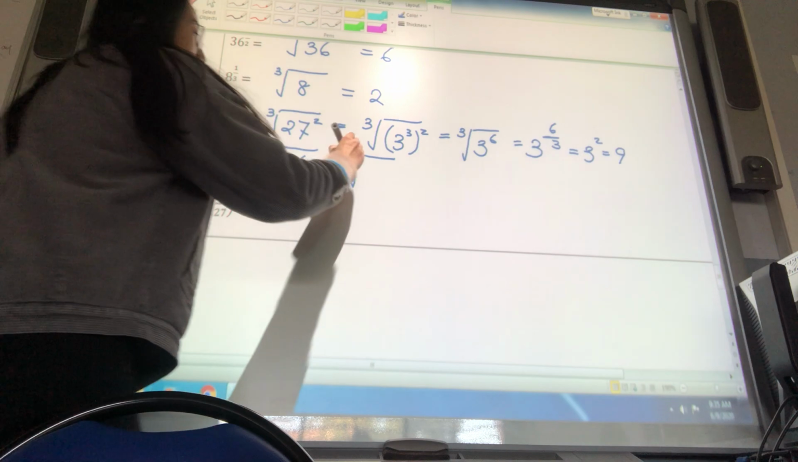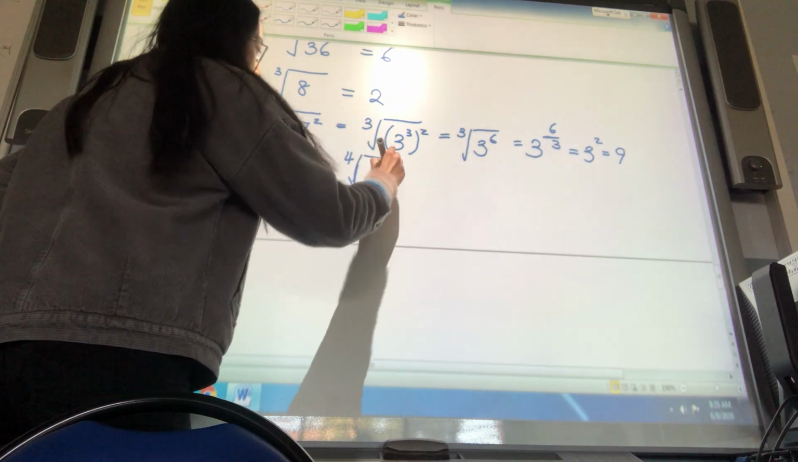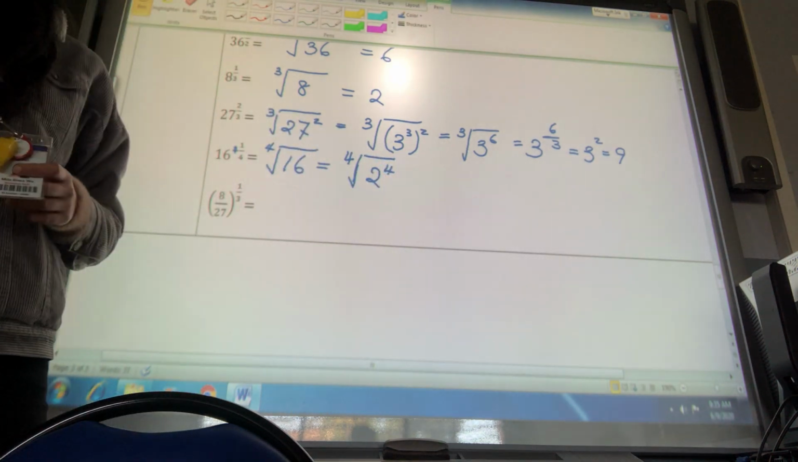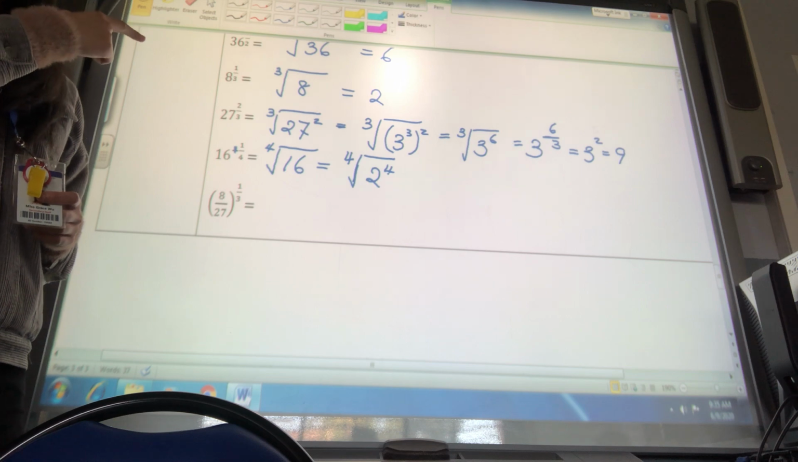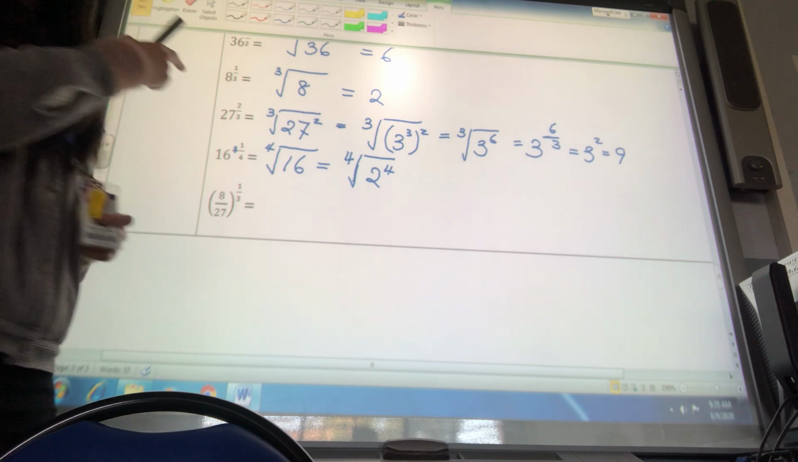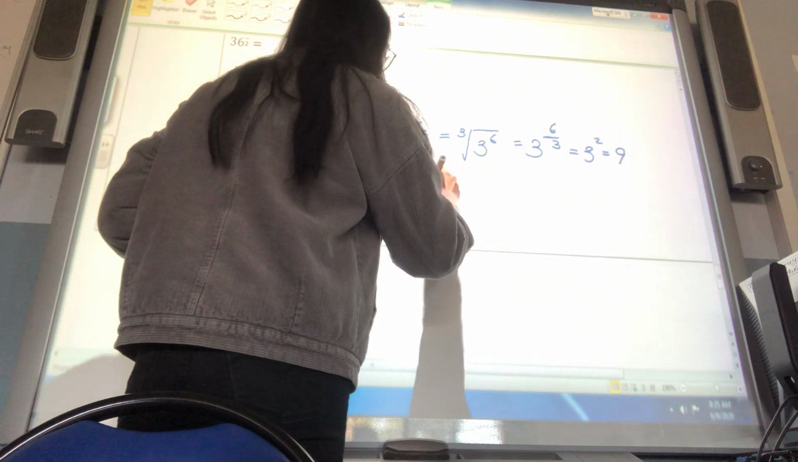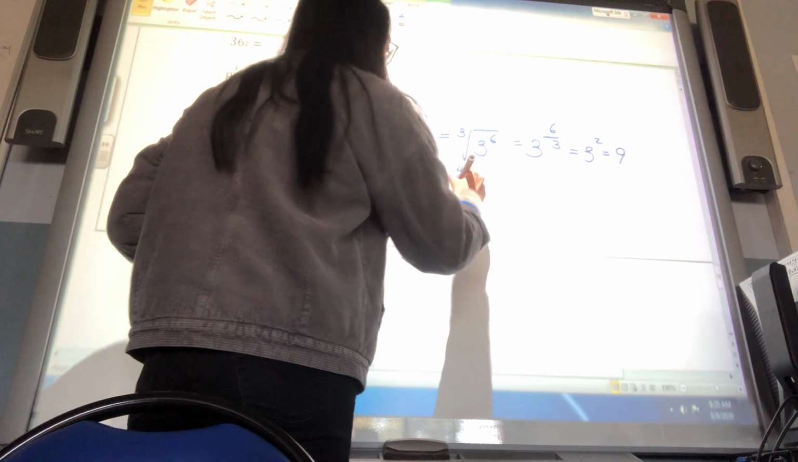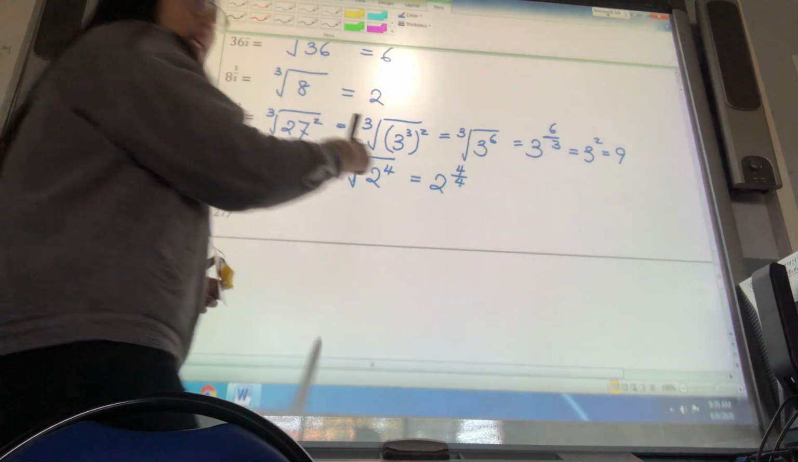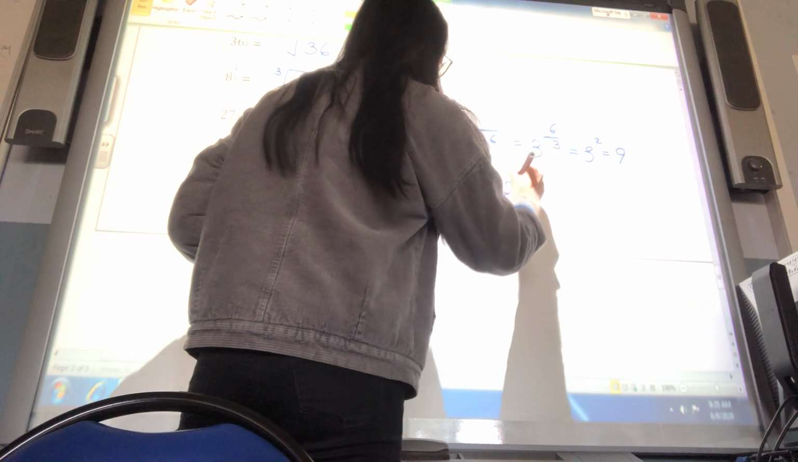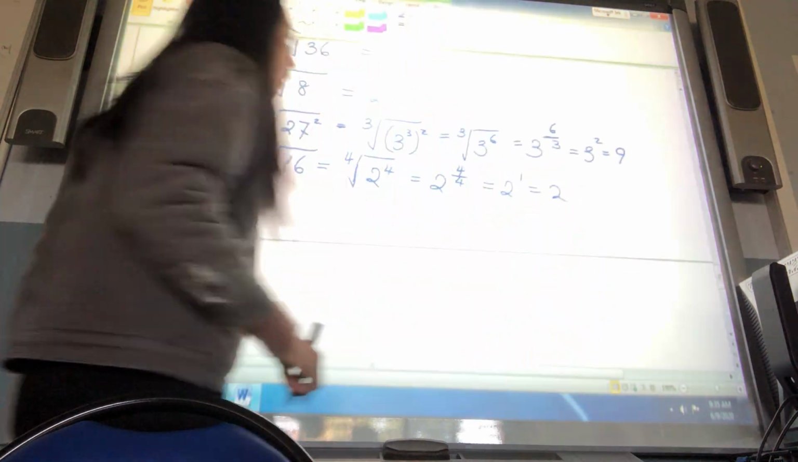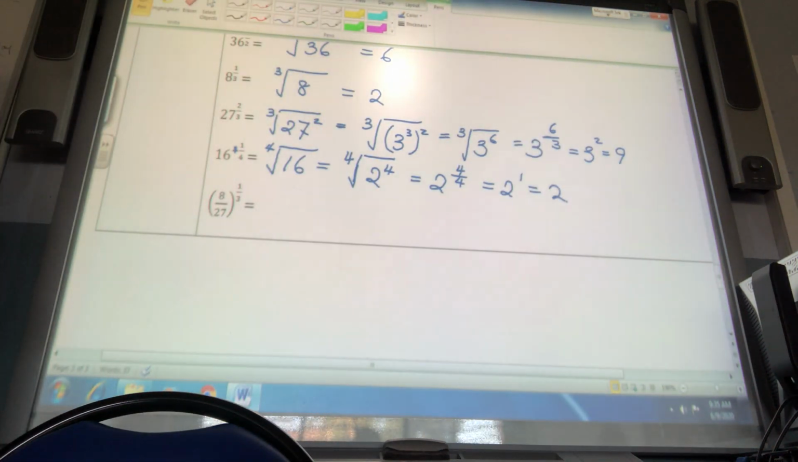So 16 is also equal to 2 to the power of 4. If you did it like this at the start, your answer will be a lot easier, right? So this is equal to 2 to the power of 4 over 4, which is just 2 to the power of 1. So that's equal to 2. Is it right, both of them? Yes. As long as you get a correct answer.